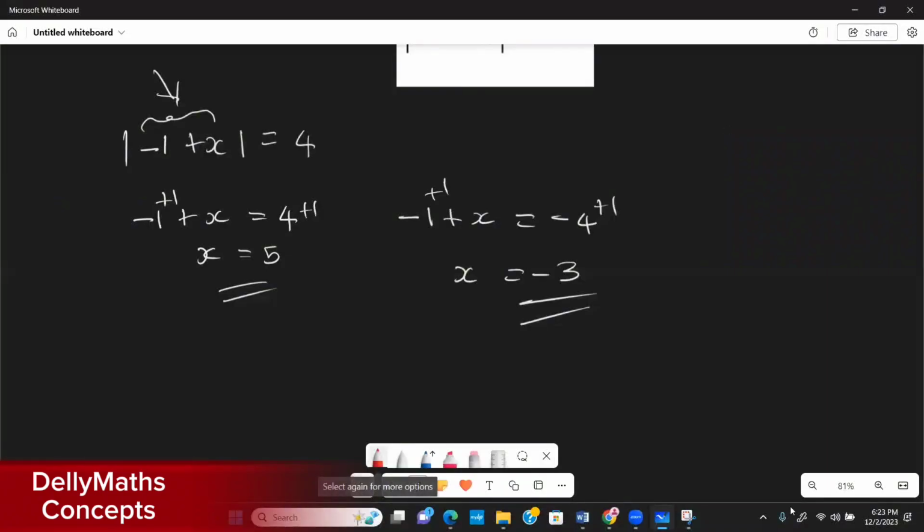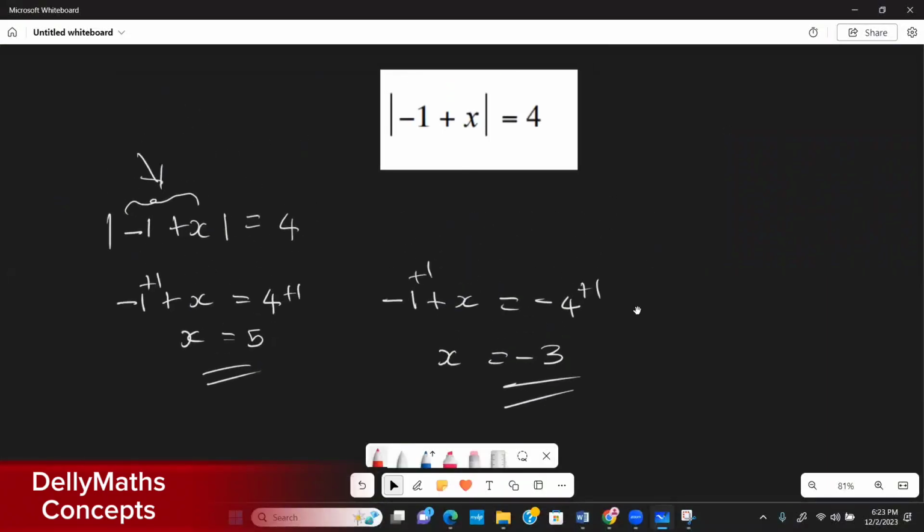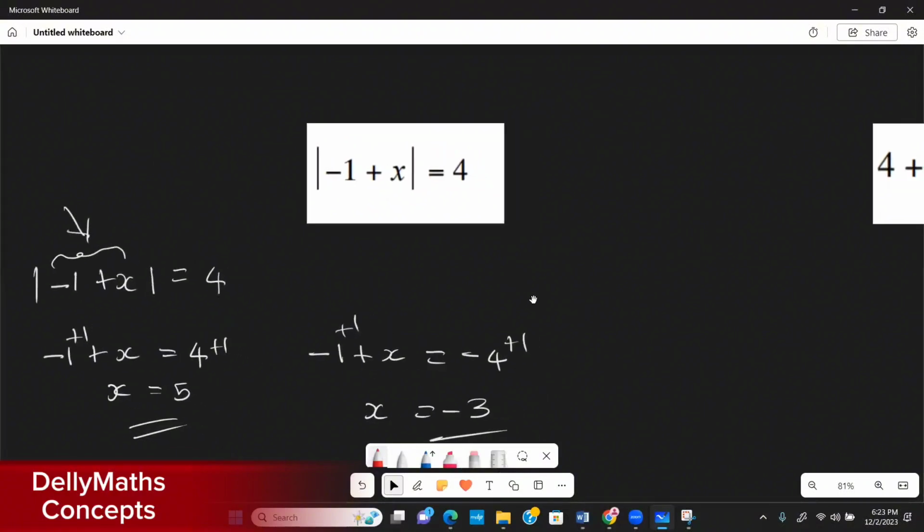Let us try to see if those really work. So we're going to substitute 5 here. So let us say we have -1 plus 5. It should equal 4. So -1 plus 5 is going to give us the absolute value of 4. And the absolute value of 4 is 4. This is true, right? Absolute value of 4 is 4.